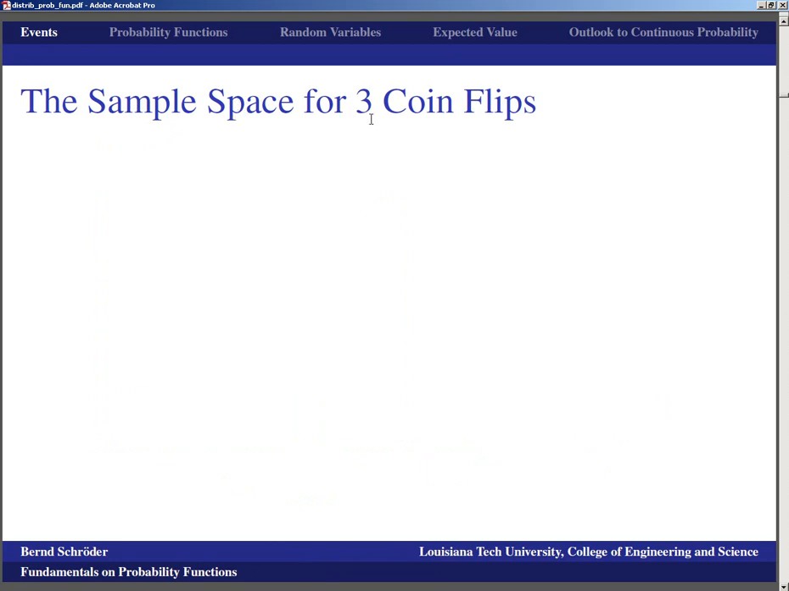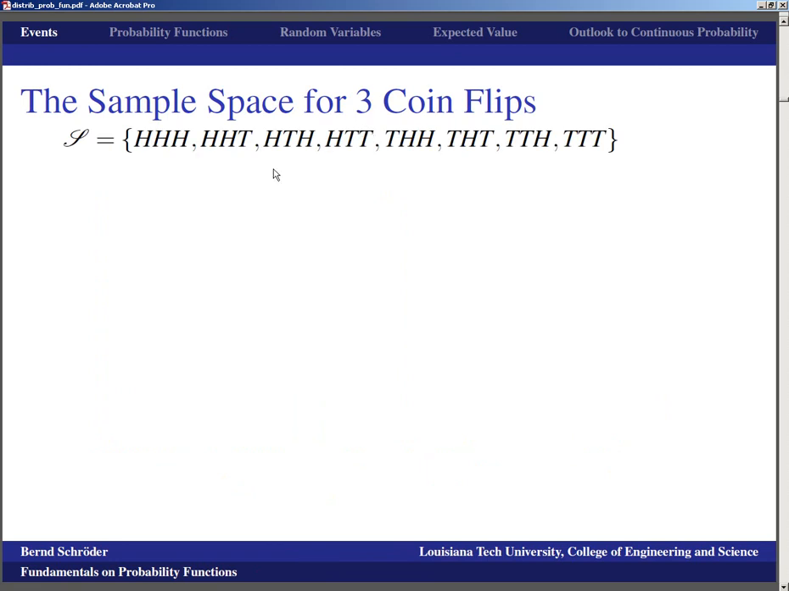Okay, so if you flip three coins in a row, if you do something like a best of three in a game of chance, well, what would that be? The sample space would be, you could have all heads. You could have first two heads and then a tail.